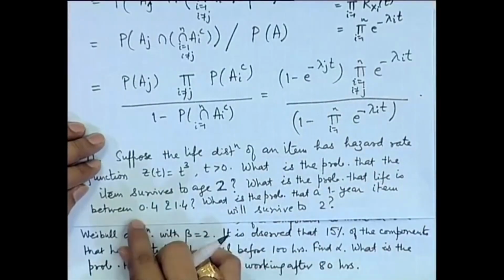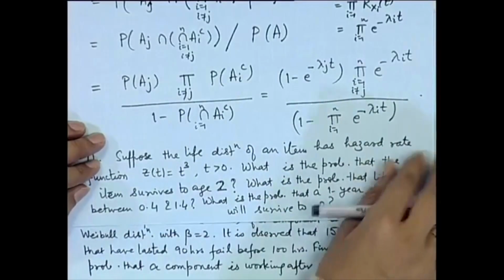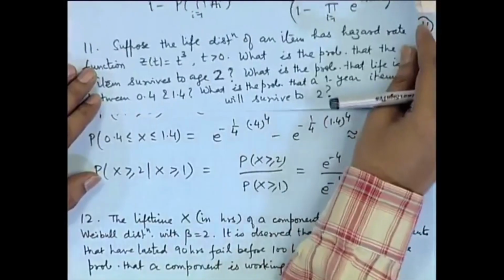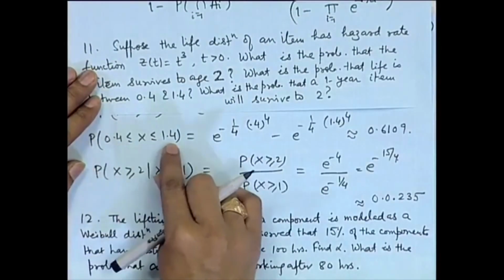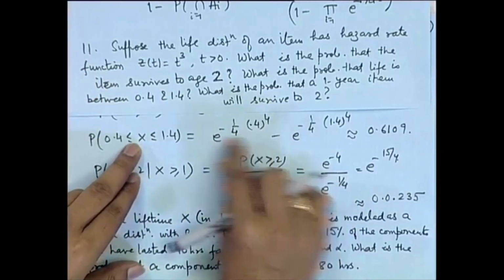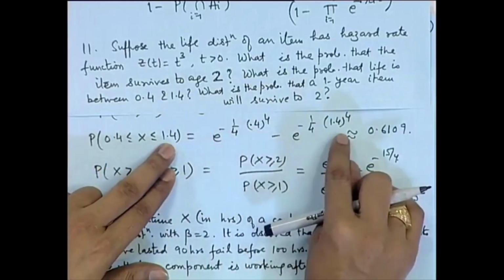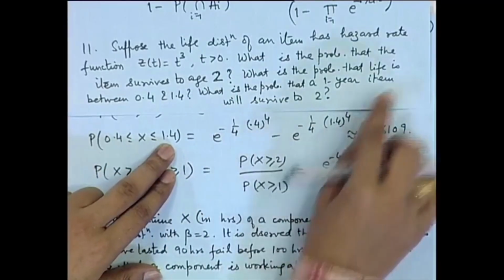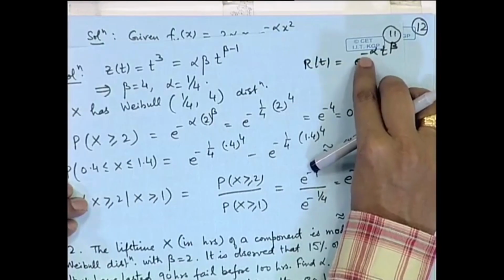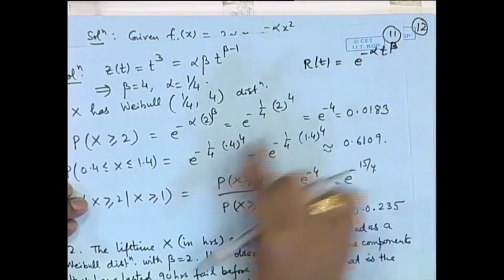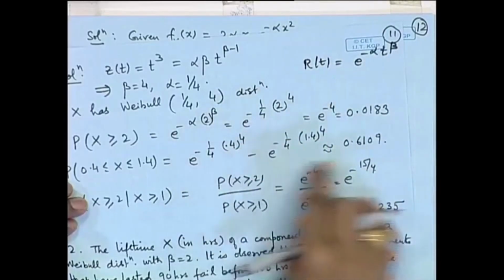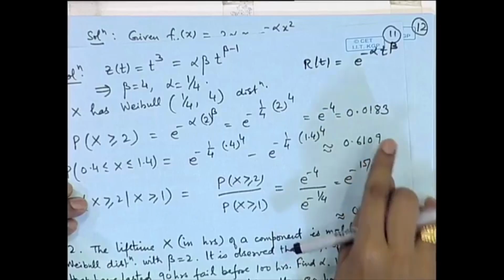What is the probability that the life is between 0.4 and 1.4? So, we are interested in finding out x lying between 0.4 to 1.4. So, naturally this can be written as the reliability at 0.4 minus the reliability at 1.4, the difference of the reliabilities. So, we make use of this formula, that is at time t the reliability here is e to the power minus alpha t to the power beta. So, after substituting the values of alpha, beta and t as 0.4 and 1.4, after simplification it turns out to be 0.61.